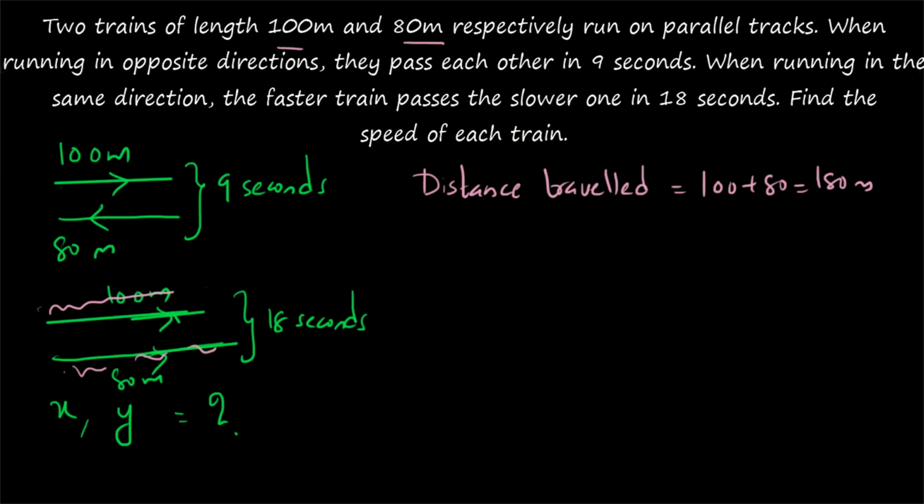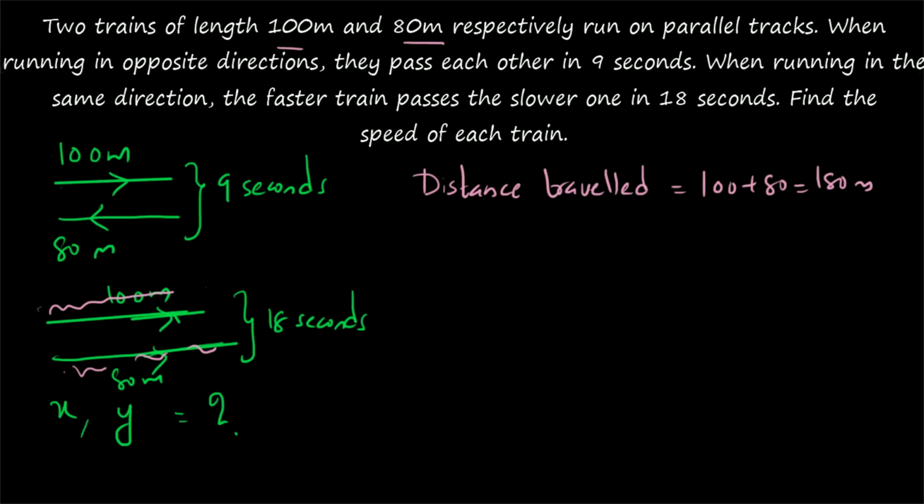Here there is no reference point. That way you can remember. There is nothing written like a man sitting in the faster train or a man sitting in the slower train. There is no reference, so you have to add up the lengths of the two trains in order to find out the distance travelled in both cases, when they are moving in the opposite directions and when they are moving in the same direction. The distance travelled is equal to 180 meter.